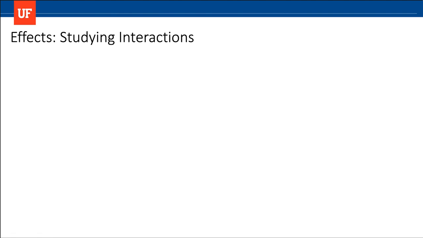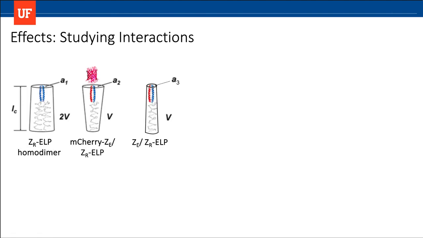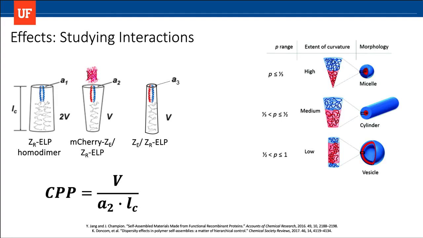And so by changing the interactions between the subunits, we are then changing the packing efficiency. So as we can see, the ZE-ZR-ELP is a more cylindrical, narrow shape, and this is changing the critical packing parameter. And using this chart, we can see that the morphology is more of a vesicle, and the packing parameter is 1/2 to 1, which is more thermodynamically favorable. And so we are looking at how the stability changes and the sizes of the vesicle changes.